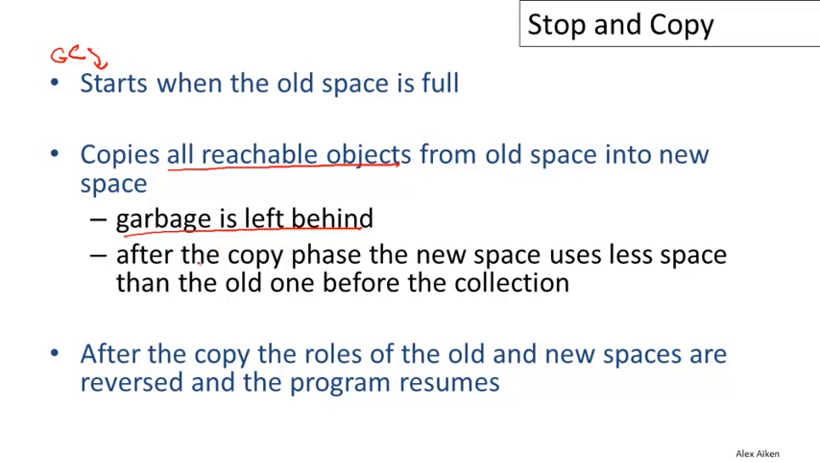And then after you've copied stuff to the new space, first of all, since you left the garbage behind, you're using less space than you did before the collection, so there's some space available now in the new space for allocating new objects. And then you simply swap the roles of the old and new space. So the old and new spaces are reversed: what was old becomes the new, and what was new becomes the old, and then the program resumes.